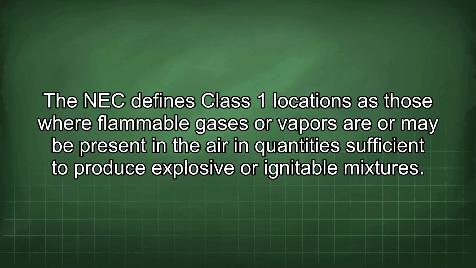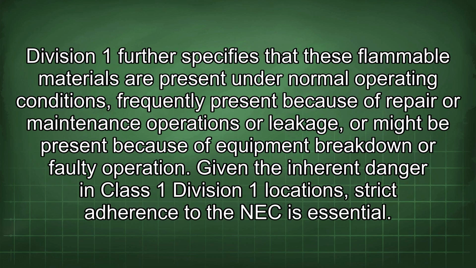The NEC defines Class 1 locations as those where flammable gases or vapors are or may be present in the air in quantities sufficient to produce explosive or ignitable mixtures. Division 1 further specifies that these flammable materials are present under normal operating conditions, frequently present because of repair or maintenance operations or leakage, or might be present because of equipment breakdown or faulty operation.